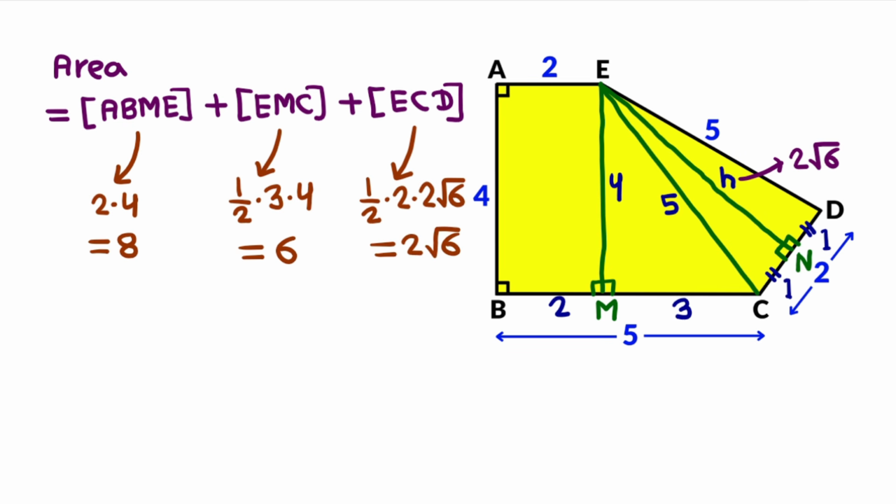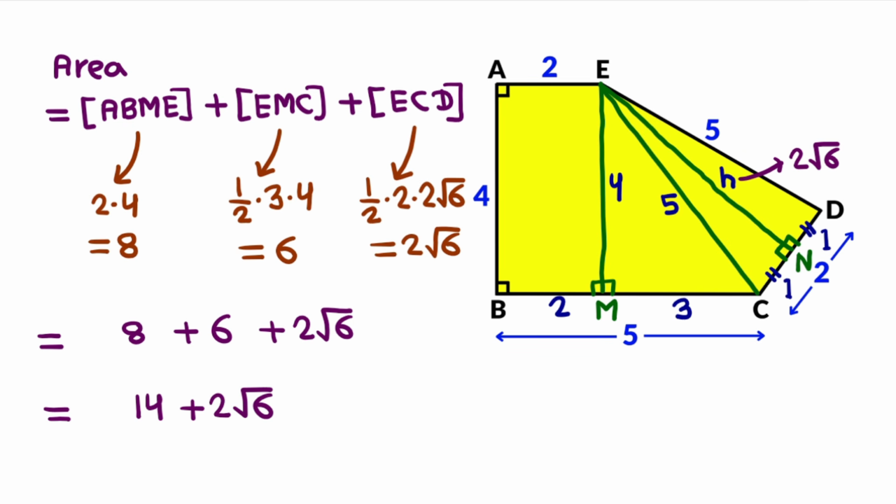Now add everything together. 8 plus 6 plus 2 square root of 6. That gives us the exact area. 14 plus 2 square root of 6. And that's our final answer.